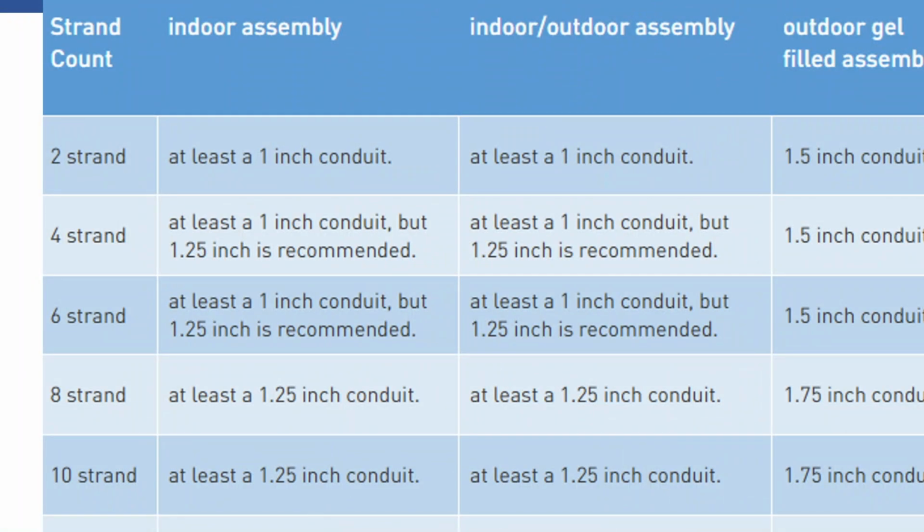All right, so we have the strand count. Our table is made up of what we call the strand count. This is sizing your conduit. So if your cable has 2 strands and you're going to use them for indoor, that means you should use at least 1 inch of what? Conduit pipe. I hope we understand what that means.